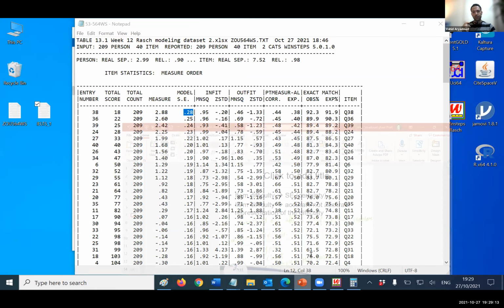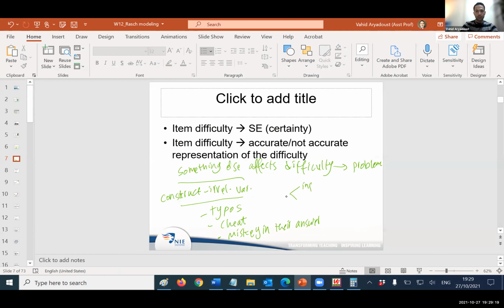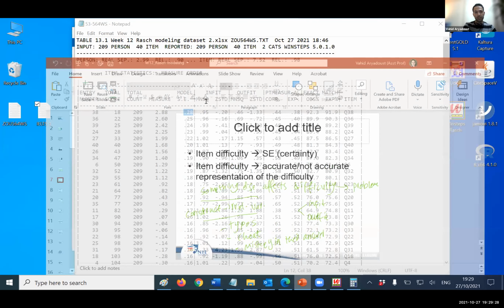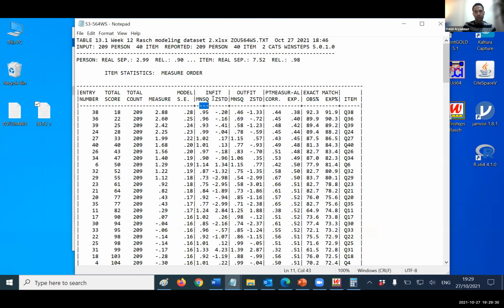So one of them is called infit, the other one is called outfit. Now, look, infit has got MNSQ and ZSTD. Outfit also has got MNSQ and ZSTD. Now, a lot of people do not find ZSTD very useful, so let's just stick with MNSQ for this session.